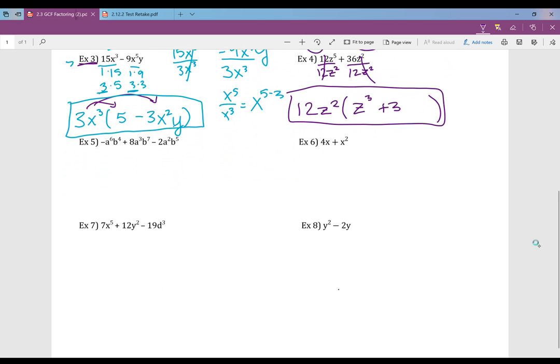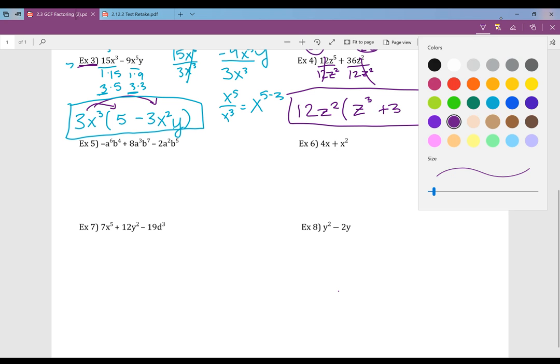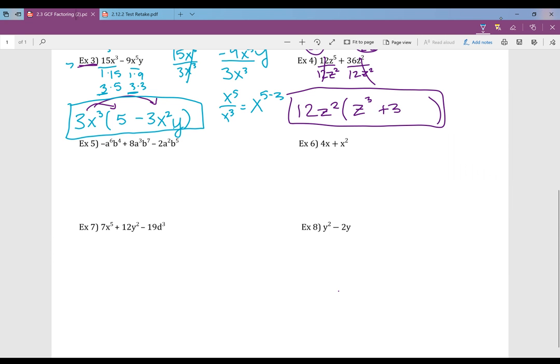Okay, we're going to skip example 5 for a second and come back to it. So example number 6, we have 4x plus x squared. So what is our greatest common factor between 4x and x squared? Well, that would just be x, right? They both have an x in common. 4 and 1 don't have anything in common besides 1, and we don't need to pull out a 1 because nothing would change. So if our greatest common factor is x, what's left?